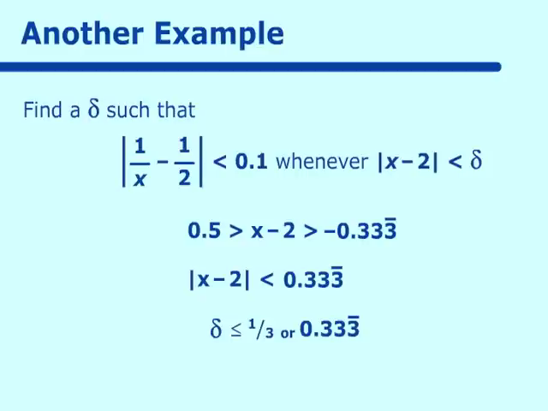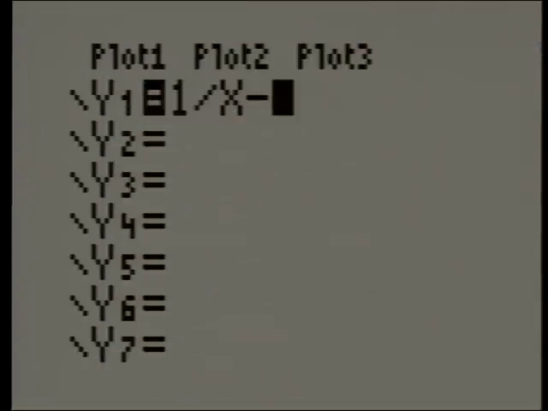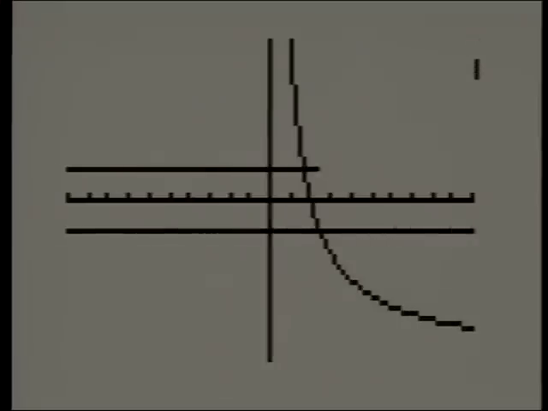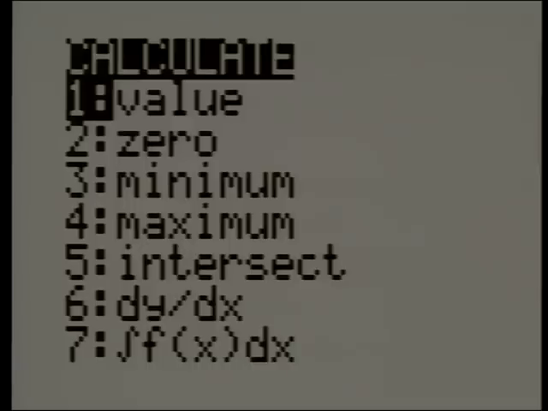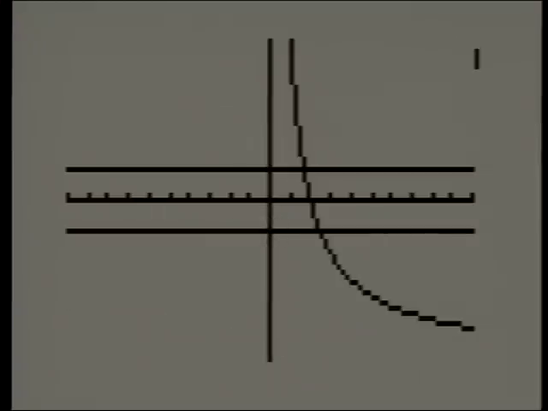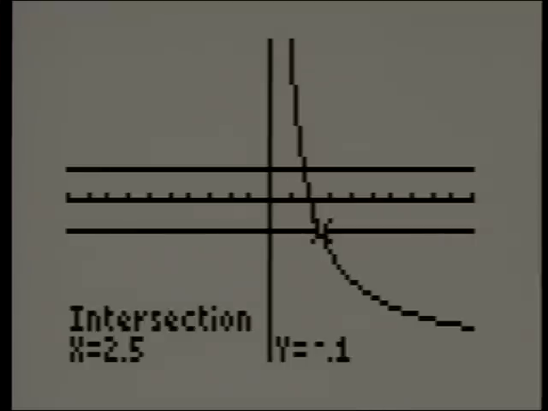Well, let's do this one on the calculator. 1 divided by x minus 1/2. And we're going to go from negative 0.1 to positive 0.1. Graph that. Okay, let's get our first intersecting point. And our first intersecting point is at x is equal to 2.5.